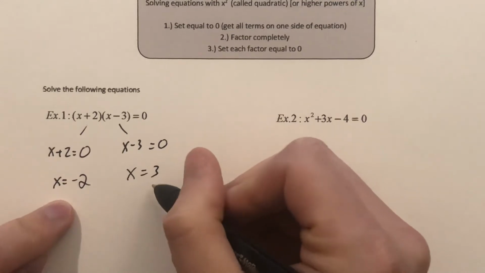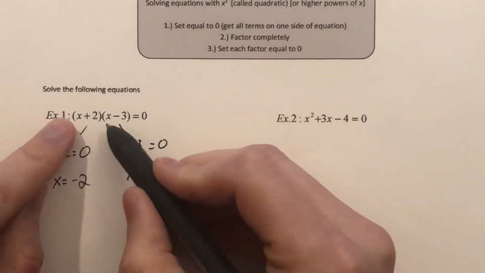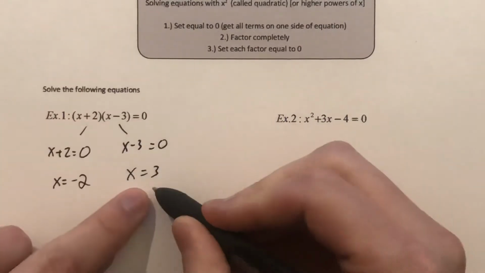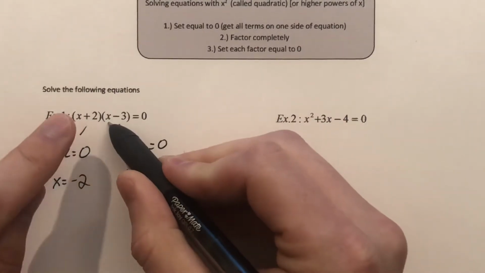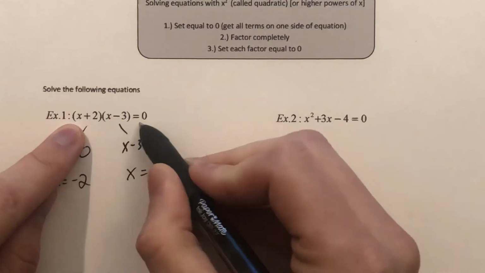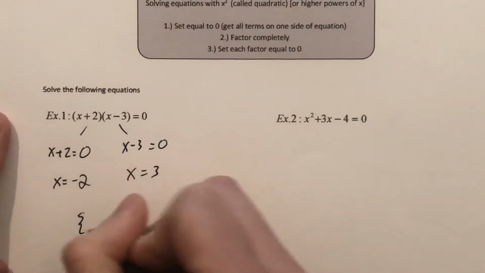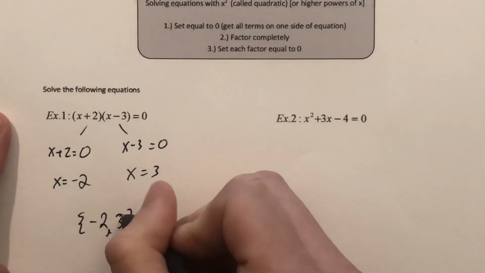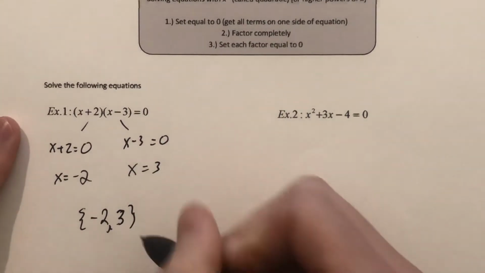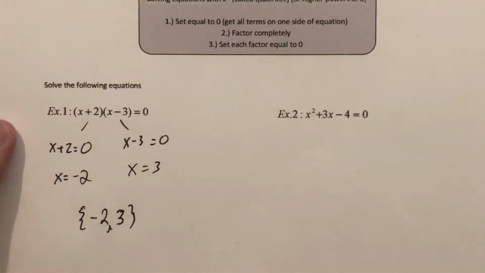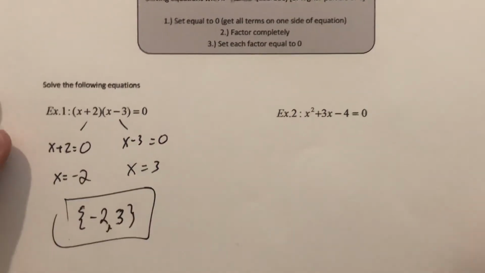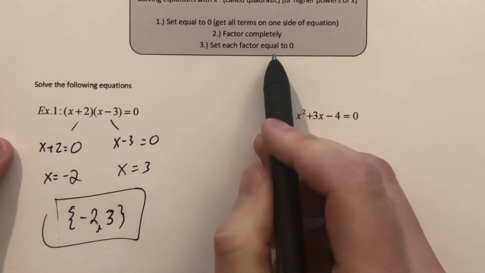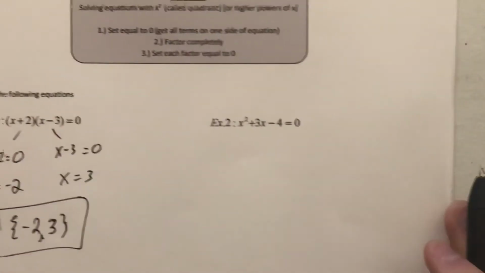But either of these works. If you plug in a negative 2 here and here, you'll get 0 times a negative 5. Well, that's 0. If you plug in 3 here and here, you'll get 5 times a 0, 0. So they both work. So our solution set, our set of possible answers, is both of them. That's a negative 2 and a 3. Those are supposed to be braces. For our solution set, those are both answers for x. And so that is what this set each factor equal to 0 step is referring to.